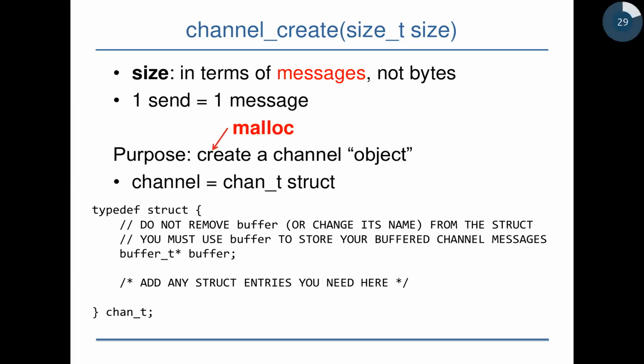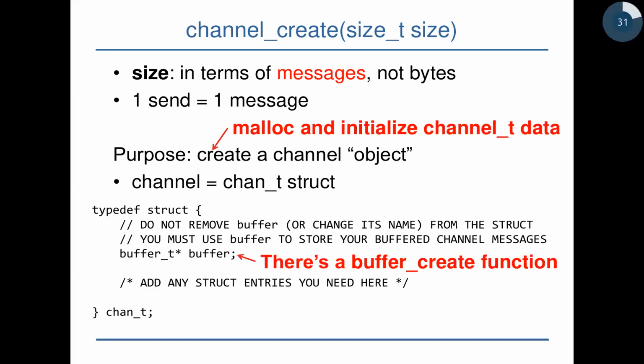So how do you create a channel? Well, you have to use malloc. You just allocate the channel on the heap. There is a buffer create function to initialize the buffer, so please use that. There are some helper functions. You don't need to implement the buffer because there is already buffer create. Maybe you put a mutex here and other things, it's up to you again. You maybe will have some semaphores. That depends on your implementation.